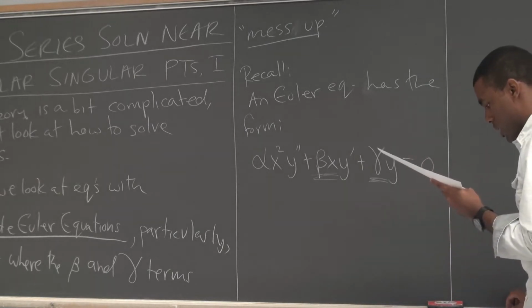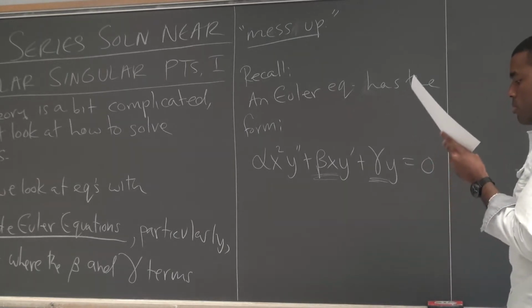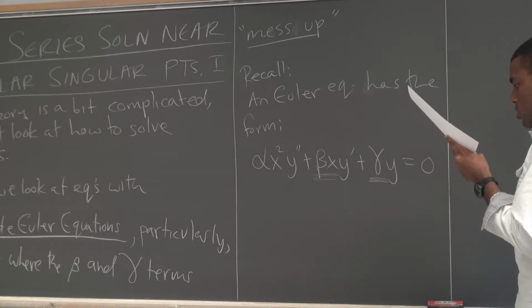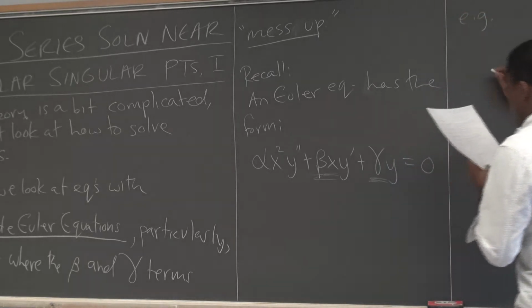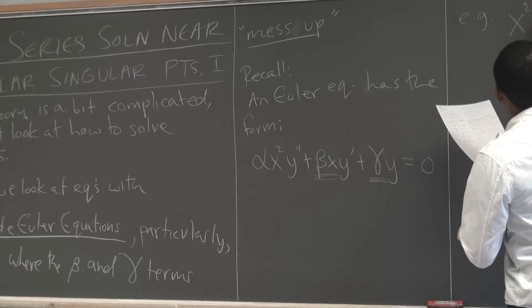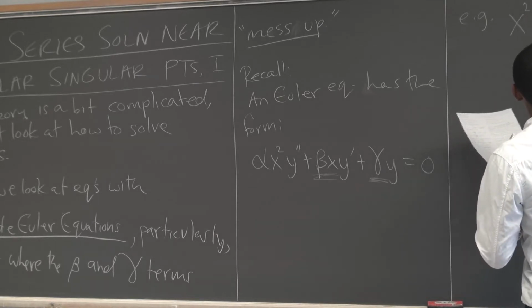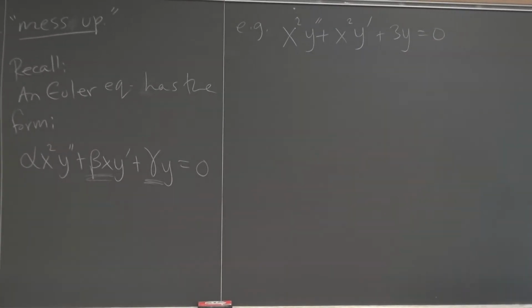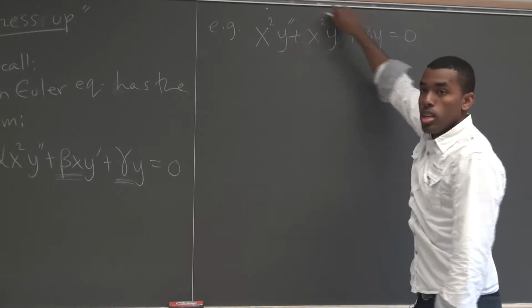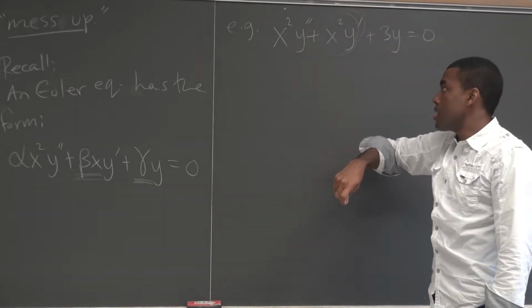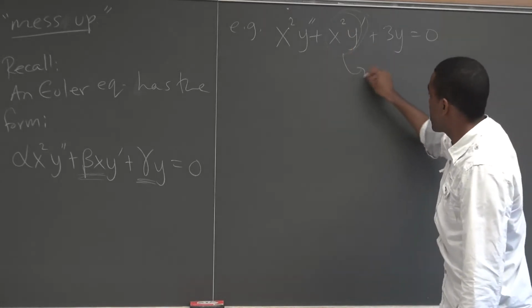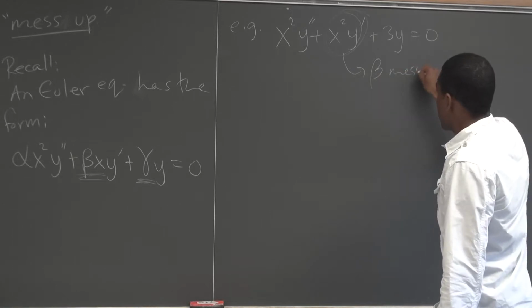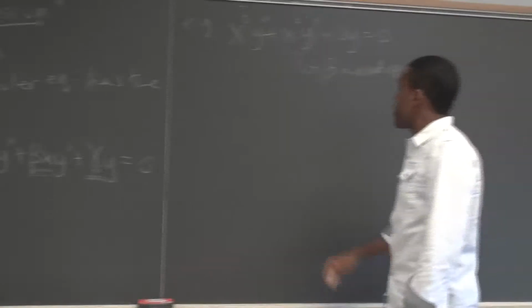So for example, if I say x squared y double prime plus x squared y prime plus 3y equals 0. Notice that here, the beta term falls out of line, right? It doesn't look like x squared, x and a constant anymore. This guy's an x squared, right? So you see here, the beta messed up.